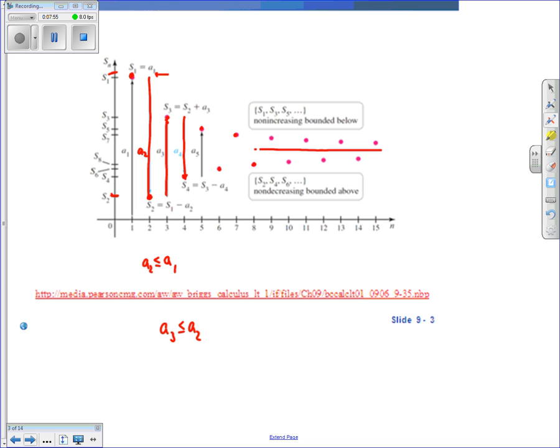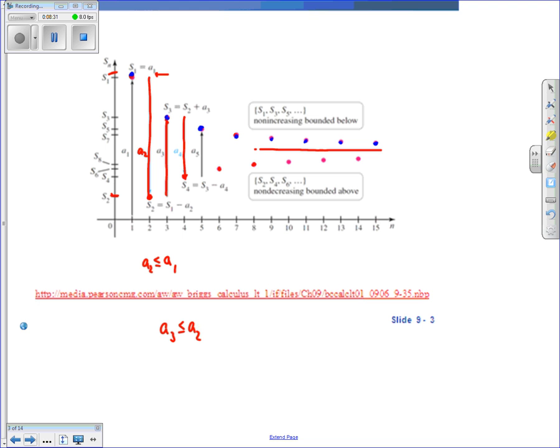Now, I want you to look at every other term now. Let's say I'm looking at S1, S3, S5, S7. Those, if I take just the odd terms, that's a non-increasing series. Notice they're going to be coming down each time. And it's bounded below. Okay, it's bounded below by whatever that infinite sum is going to be, or the previous term that we had in that partial sum.